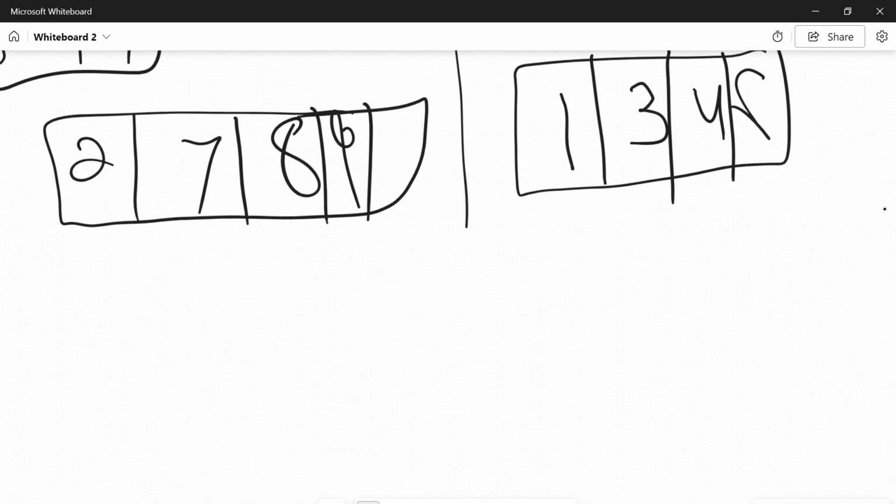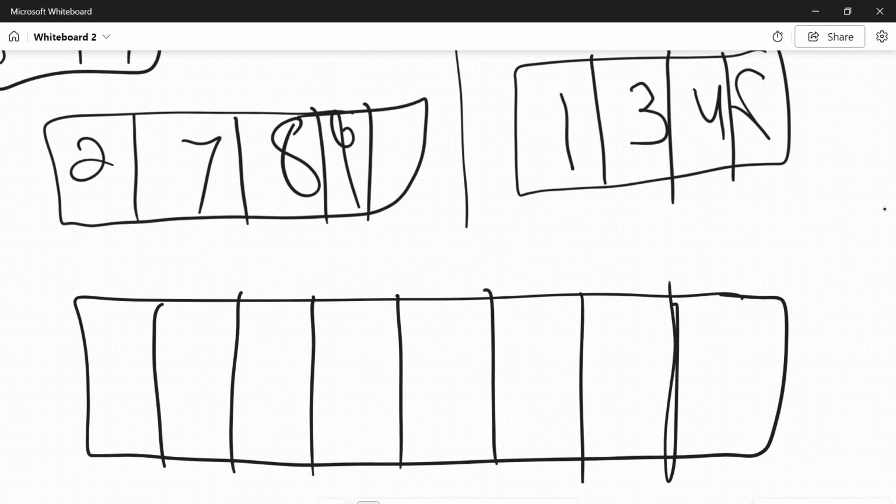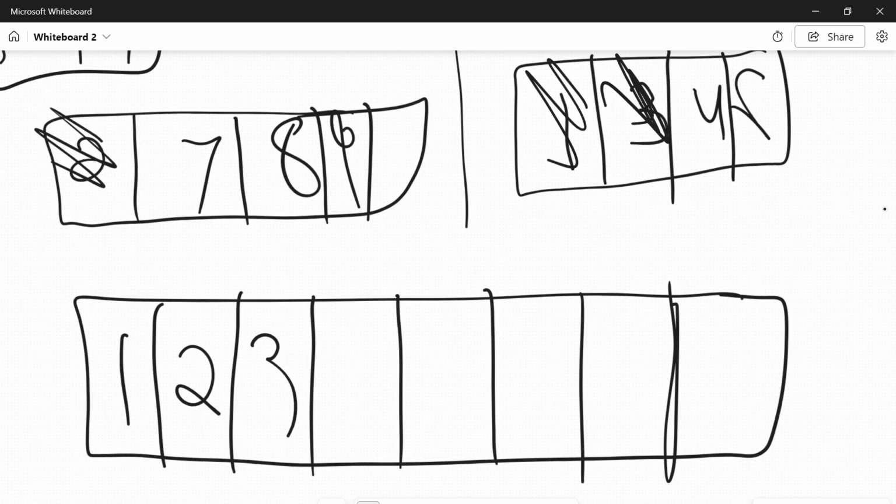So let's just line this up. So we should have 8 cells. So 1, 2, 3, 4, 5, 6, 7, 8. So then we compare the 2 and the 1. We know 1 is smaller, so we do that, mark it off. We compare the 2 and the 3. No, 2 is smaller than 3, so we mark off 2 and copy it down. 7 and 3. We know 3 is smaller than 7, mark it off, put it down. 7 and 4. Hey, we know 4 is smaller, so we can put 4 down, mark it off. 7 and 6. Again, 6 is smaller, put it down, cross it off.